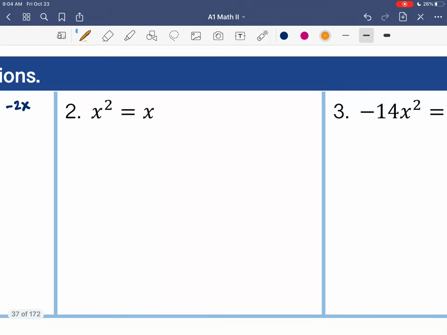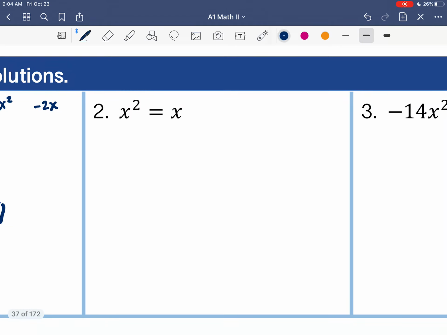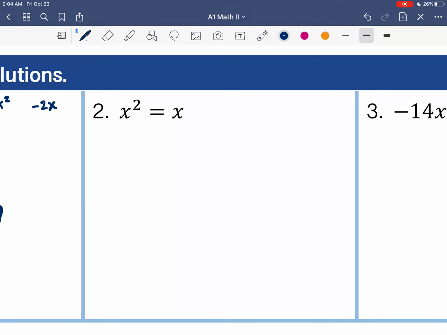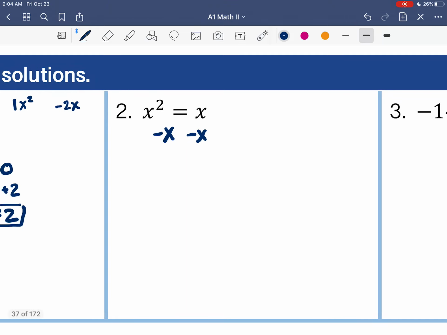Okay. So let's do number 2 here. This one is not equal to 0, so we need to do that first. I'm going to take x away from both sides so that this turns into 0 on that side. And then again, we can't combine those terms. Just because I'm writing it beneath it does not mean I'm combining those terms. The best way we can write that is x squared minus x.